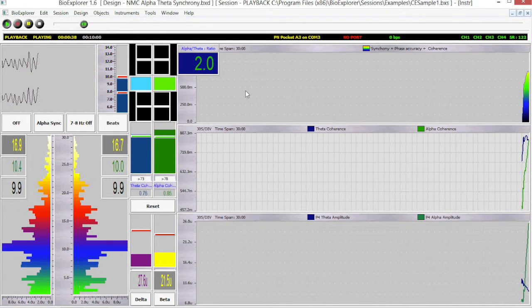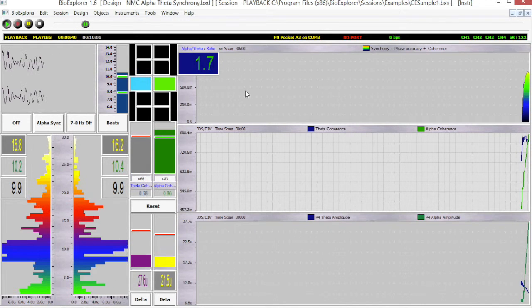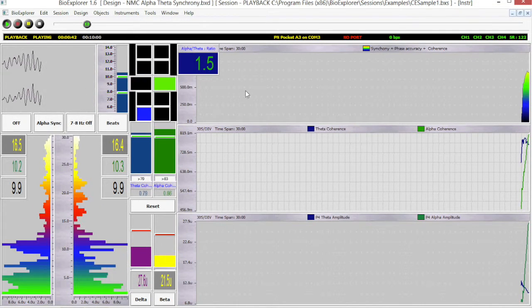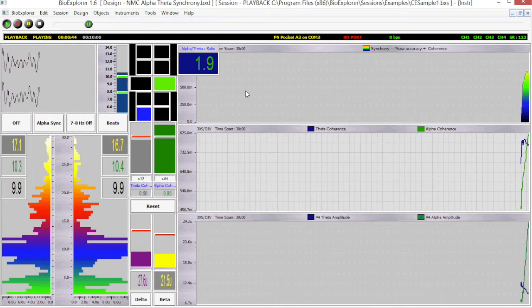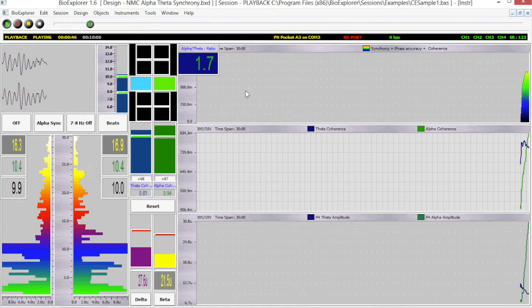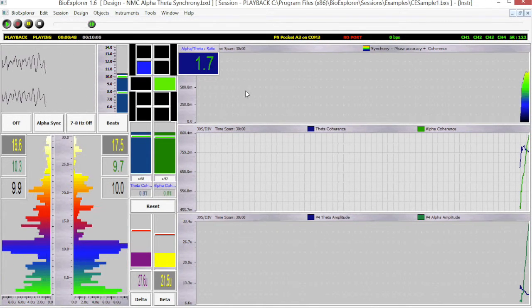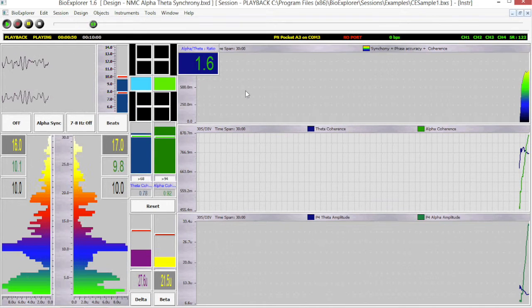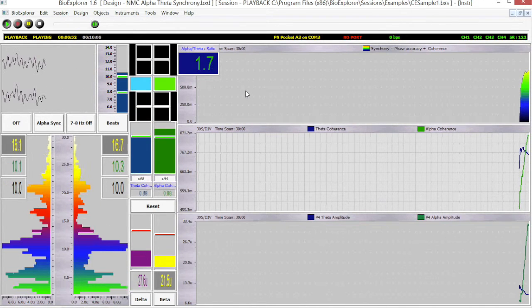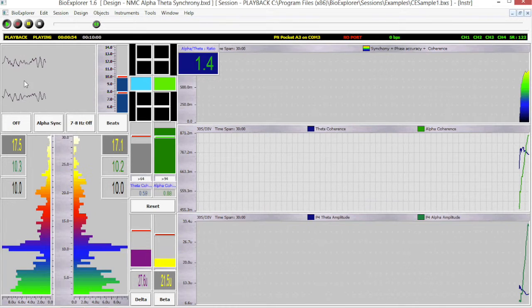This is a tour of Newmindcenters' Alpha Theta Synchrony design for BioExplorer. This is for P3, P4, and intended for use for Alpha Theta training, Alpha Synchrony training, Theta Synchrony training, or any combination of those. We're looking at P3 and P4 in the oscilloscope.